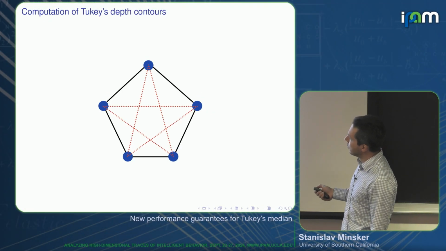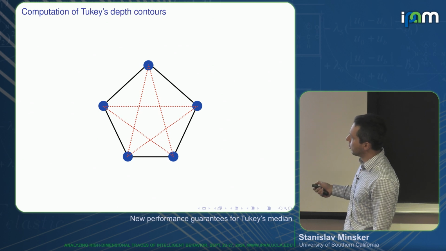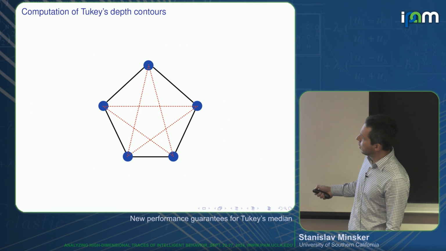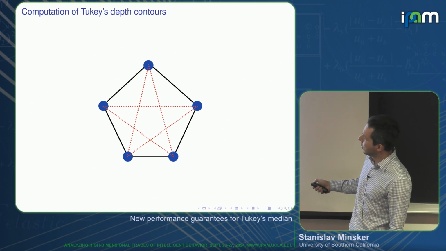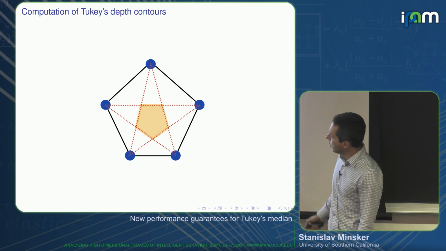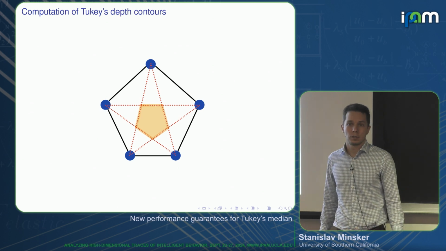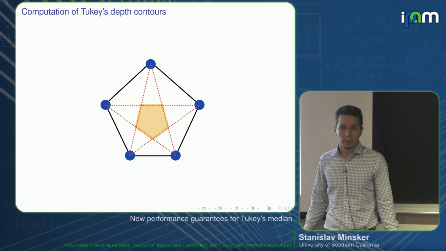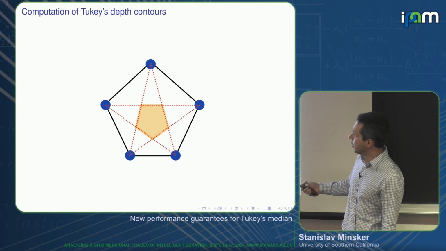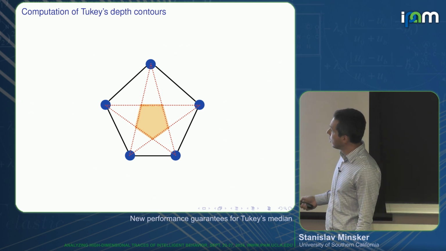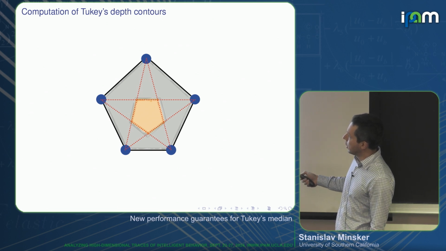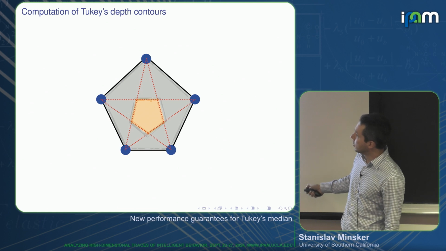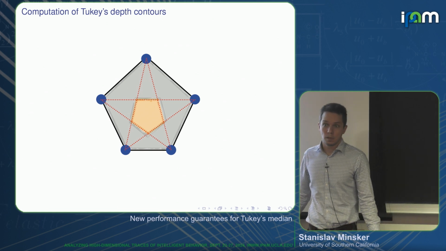What I need to do is draw the line through every pair of blue points, and now this internal pentagon is in fact going to consist of points that have maximal depth. In this case, maximal depth is 2/5. So all of these points here will have depth 2/5. All the points in this gray shaded area will have depth 1/5. And all the points outside are going to have depth 0.